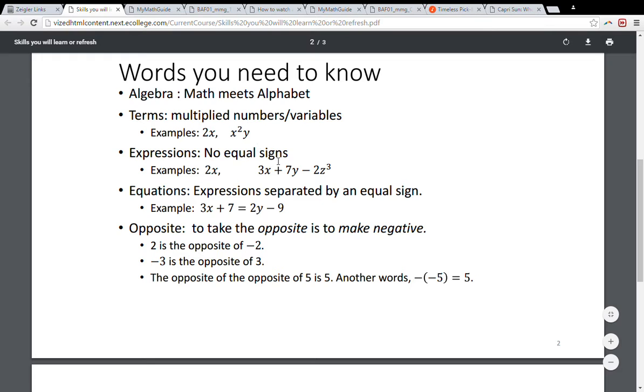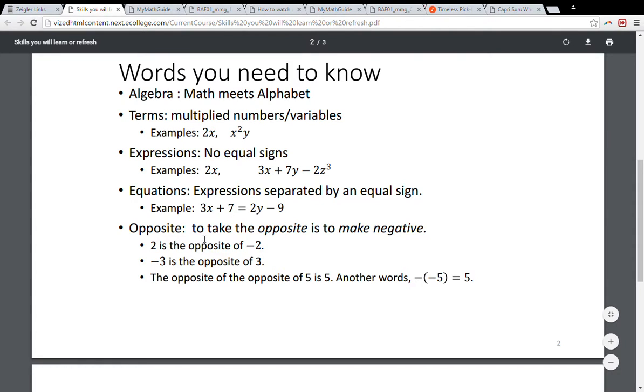Expressions are when you add or subtract terms. So maybe you just have a term by itself. That can be an expression. 3x plus 7y minus 2z cubed. That can be an expression. Expressions have no equal signs. Equations are where you encounter the equal sign, and what you have is you have an expression compared to another expression. The equal sign means each of these expressions has to have the same value.